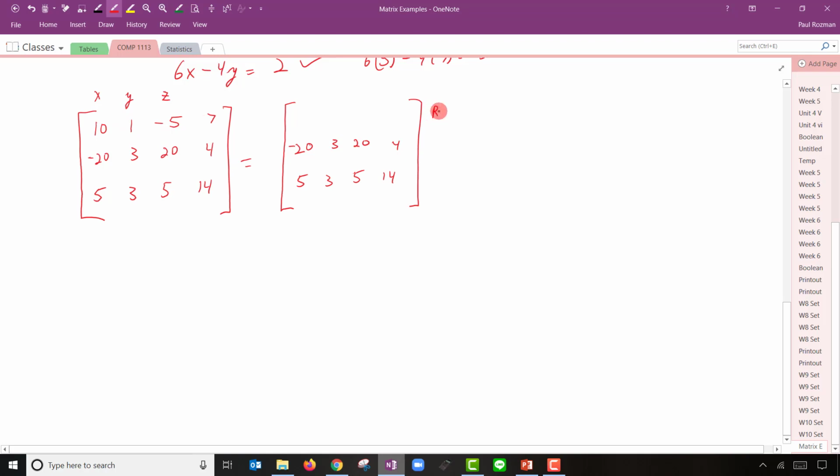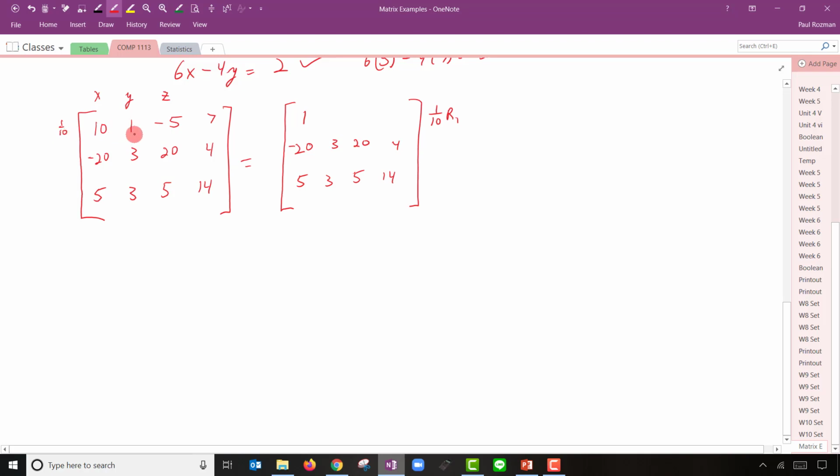Basically, I'm going to take 1/10 times row 1. We said our rules were you could multiply a row by a constant. So I'm multiplying by 1 over 10. I often write my little note here. So 1/10 times 10 gets me that 1. But I have to do it for every piece of it.